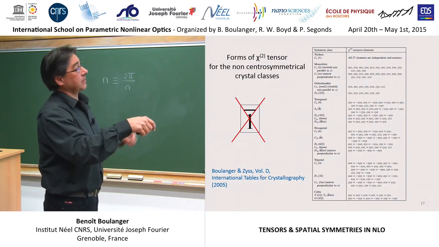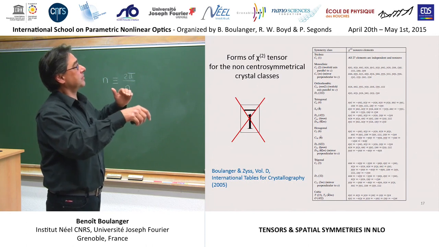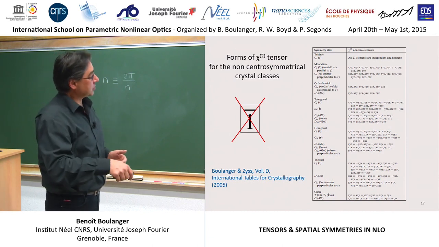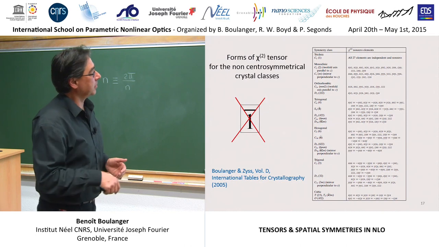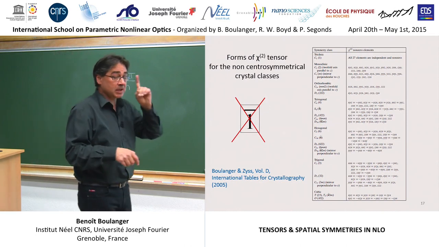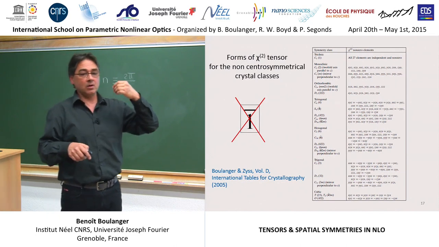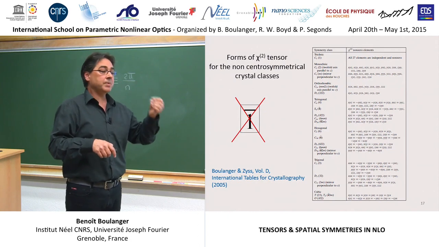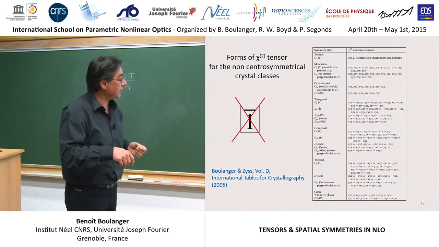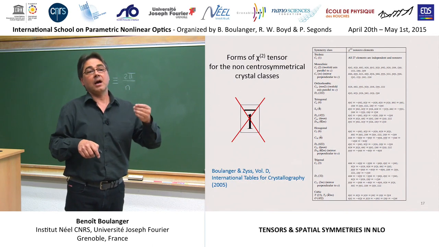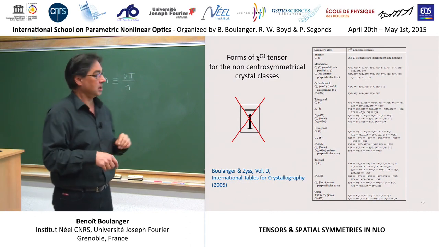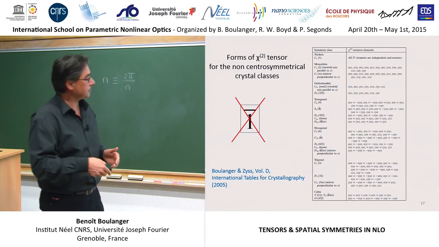Okay, you see that for the crystal classes with a lesser degree of symmetry, we have 27 elements. So we have all the elements. And for the cubic classes, you have the smallest number of independent coefficients. And you see here, because this confusion is often made, that the cubic classes are isotropic from the refractive index point of view, but you have these three classes that are non-central symmetrical. Okay? You can be cubic and non-central symmetrical. Gallium arsenide is in that case.